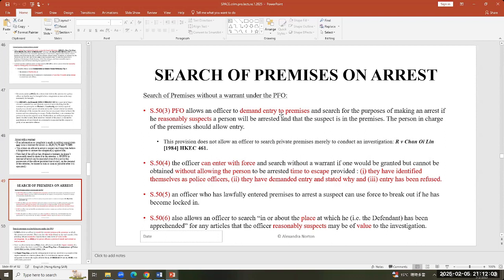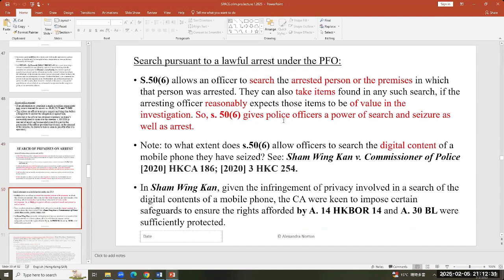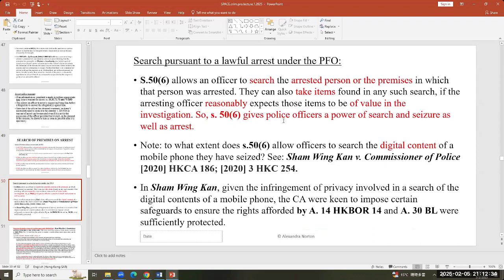Subsection 6 is the provision that they rely on to search in or about the place that they are arresting a suspect, but also to search the person they're arresting themselves. And they can search for anything that they reasonably suspect to be of value to the investigation. So you can see here, subsection 6, they can search the arrested person or the premises. They can seize those items if they are going to be of value to the investigation. So under section 50, the power of arrest, the power of seizure as well.